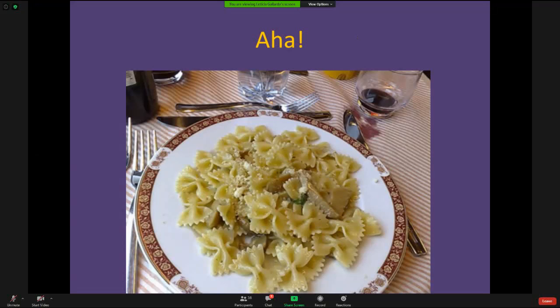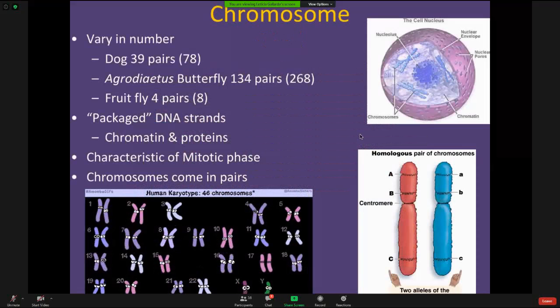Right? And it's really important, right? Because now, instead of having to separate out a nasty bowl of duplicated spaghetti, now you separate out bow tie pasta. Is it easier to sort? Is it easier to pull apart? You betcha, right? So the formation of chromosomes is an organizational step that happens during division.